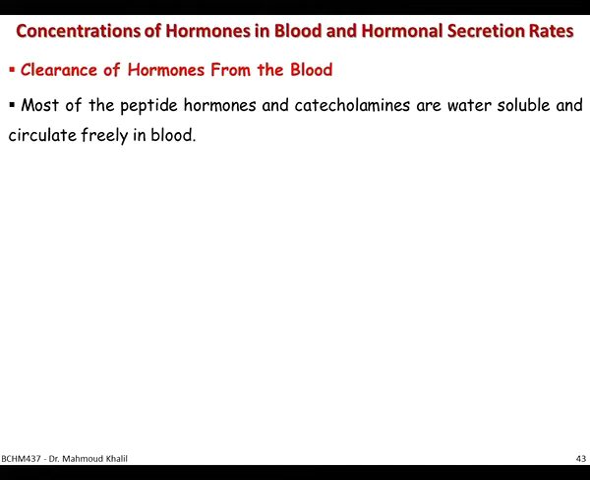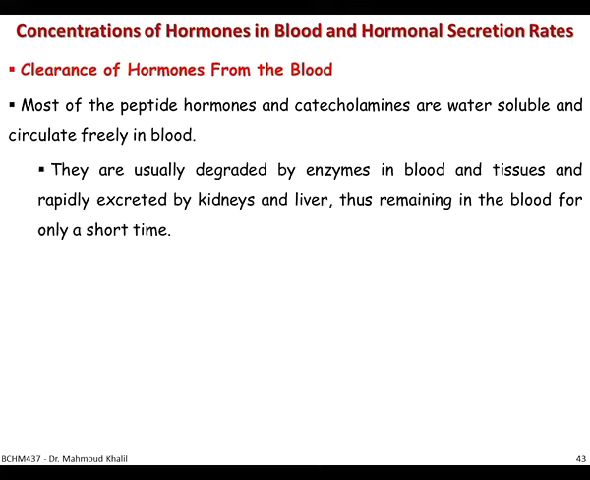Most of the peptide hormones and the catecholamines are water soluble and circulate freely in the blood. They don't need carriers. They are usually degraded by enzymes in the blood and tissues and rapidly excreted by kidneys and liver, thus remaining in the blood for only a short time. So peptide hormones and catecholamines remain in the blood a very short time owing to degradation and clearance by kidney and liver.